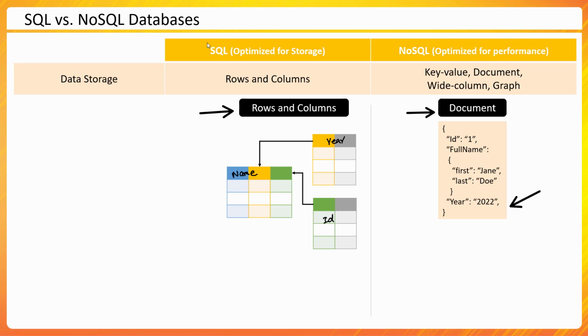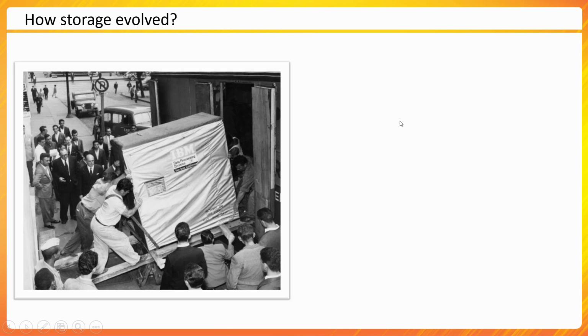Now, let me explain what we mean here by SQL databases are optimized for storage and NoSQL databases are optimized for performance. Let's talk about why this is. Let me show you a picture here. If you're guessing, this looks like a very old picture by the way people have dressed and the way it looks, the black and white kind of stuff, a lot of manual work happening, and it has something to do with technology.